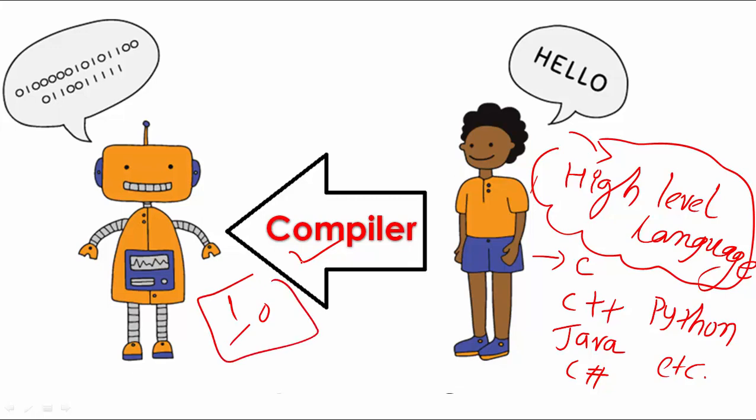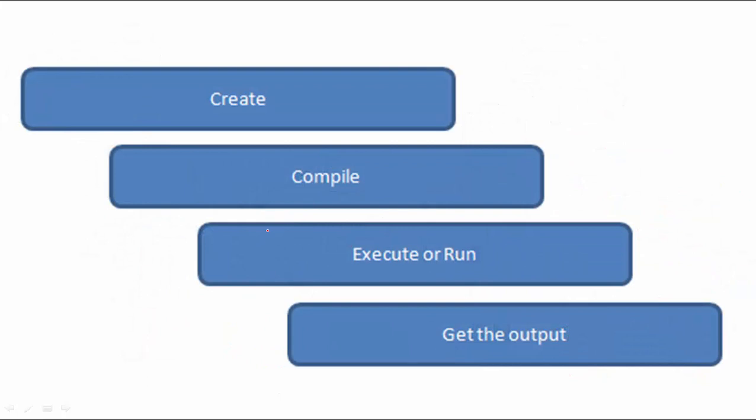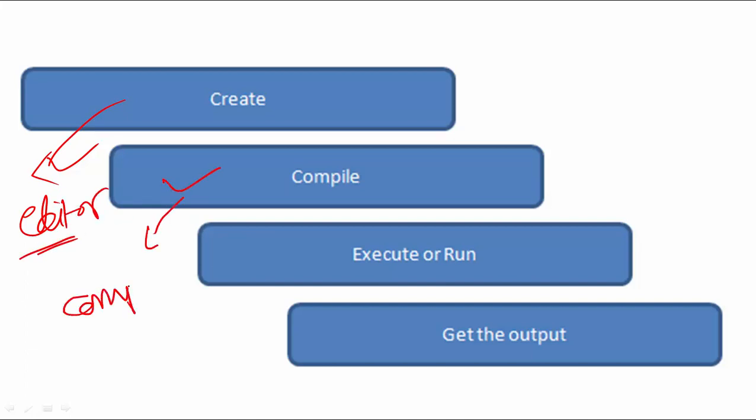So in brief, the steps for writing a program are, first we are going to write a program, we are going to create it. For this you have to use an editor. Next we are going to compile it. For this we have to use a compiler. Then we are going to execute it, run it, and we will get the output on the screen in the end.